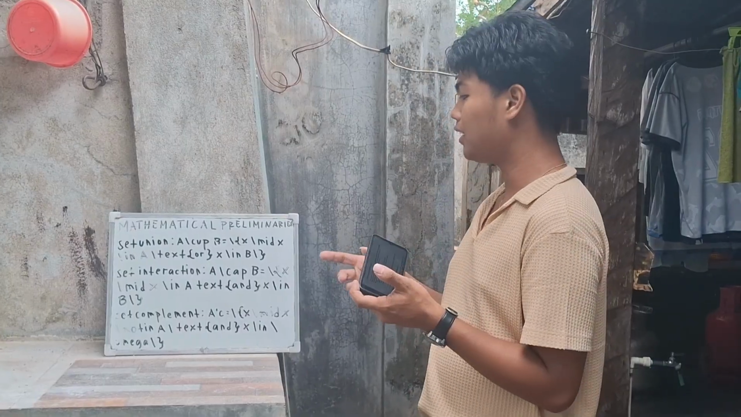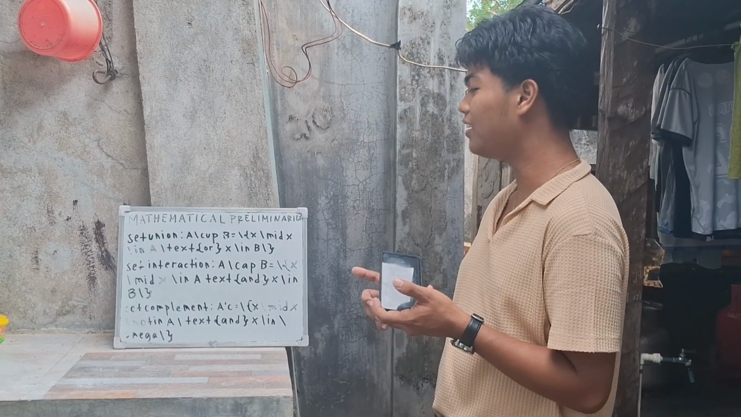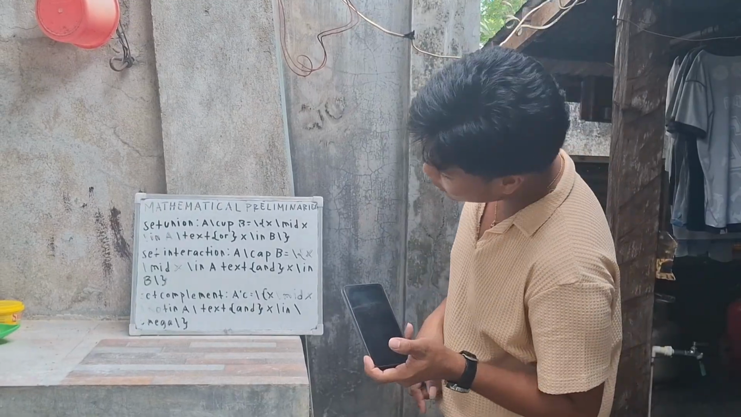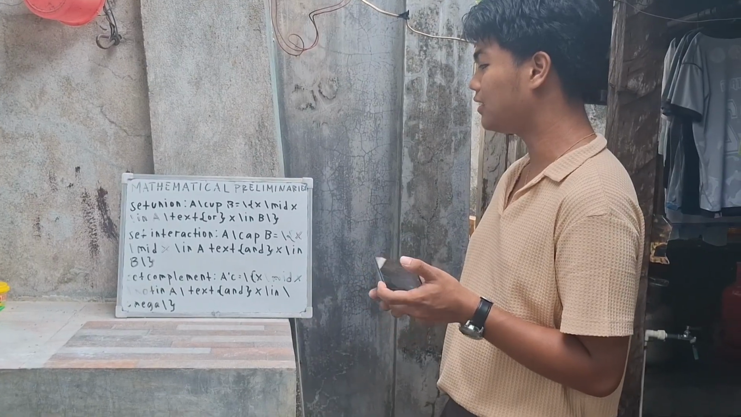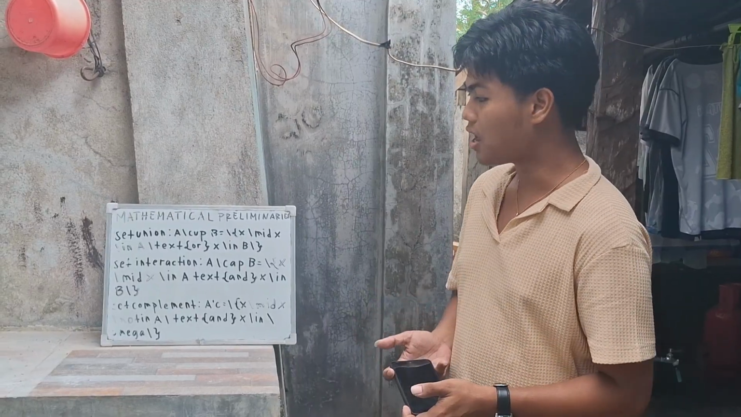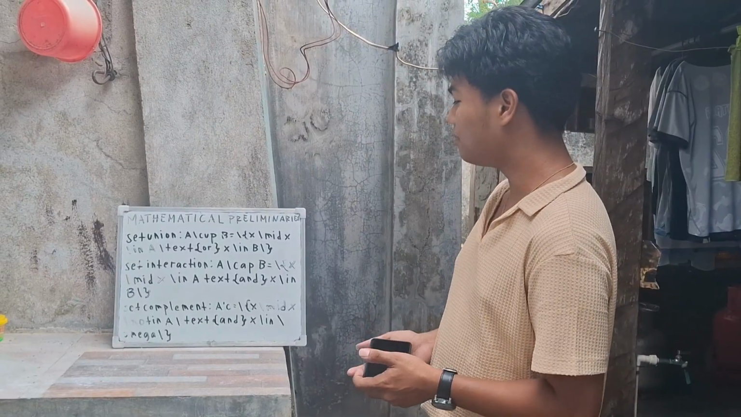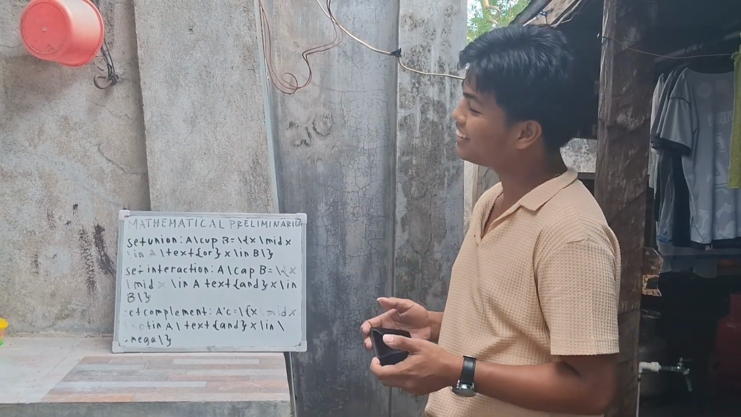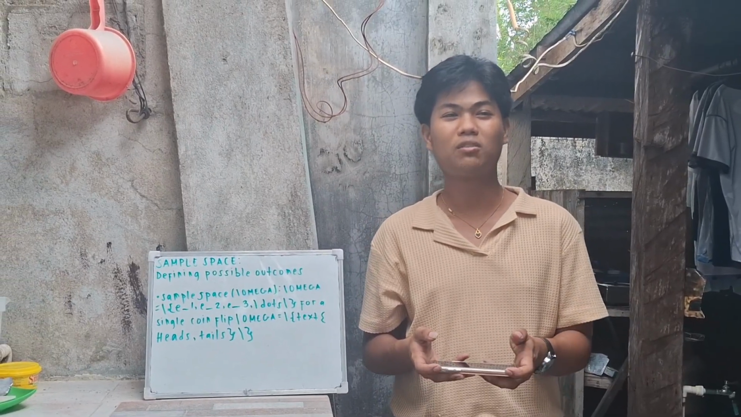This is the equation for mathematical preliminaries, set union: A ∪ B is equal to the set of x such that x is in A or x is in B. The second is set intersection: A ∩ B is equal to the set of x such that x is in A and x is in B. This will be my second discussion.